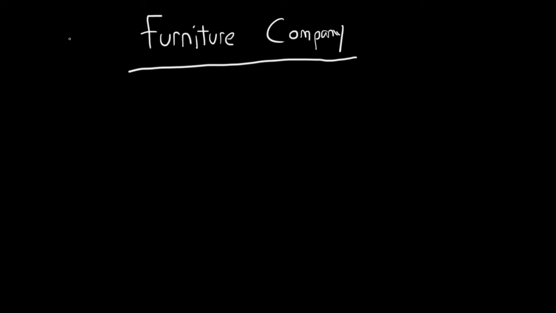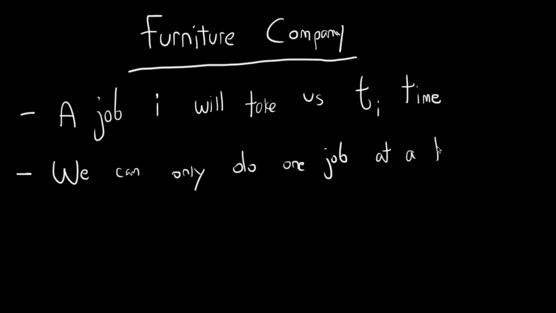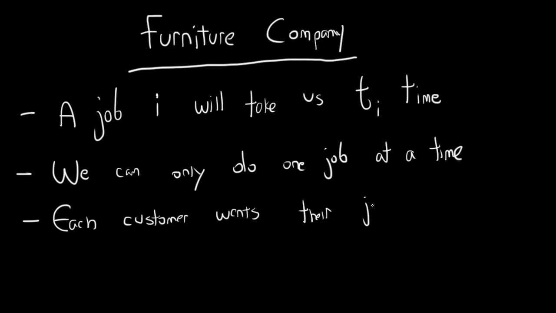So what we need to know is that a job, let's say job i, a job from customer i, will take us Ti time. So some time Ti will be the amount of time that it's going to take. We can only do one job at a time. We don't have much machinery. Each customer, and this is the part where we're going to want to try to optimize it, each customer wants their job done as early as possible.